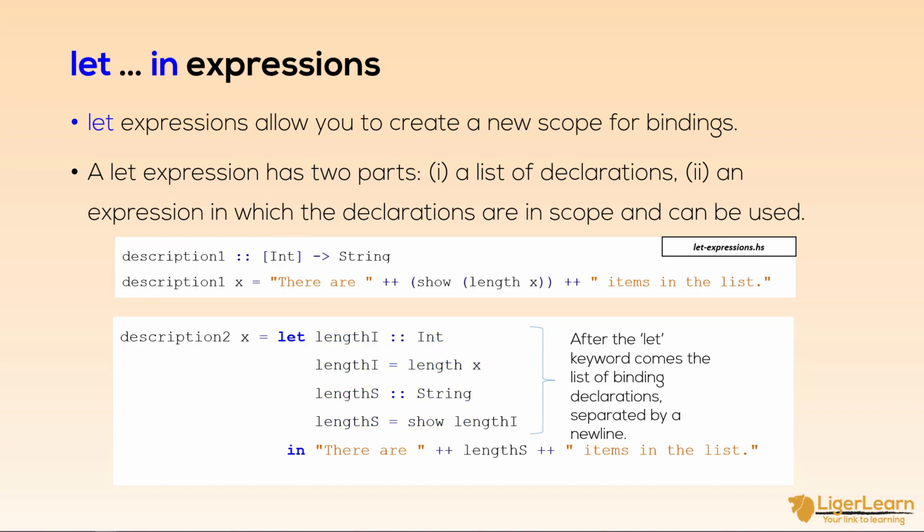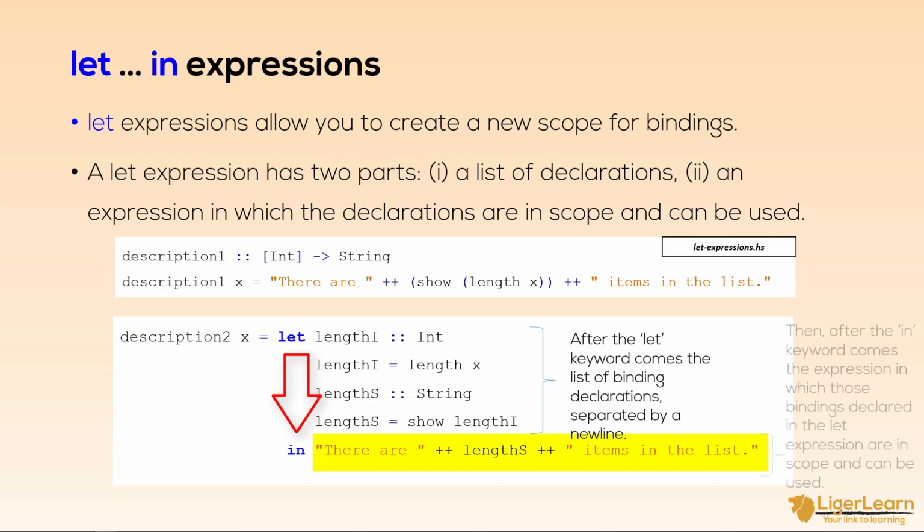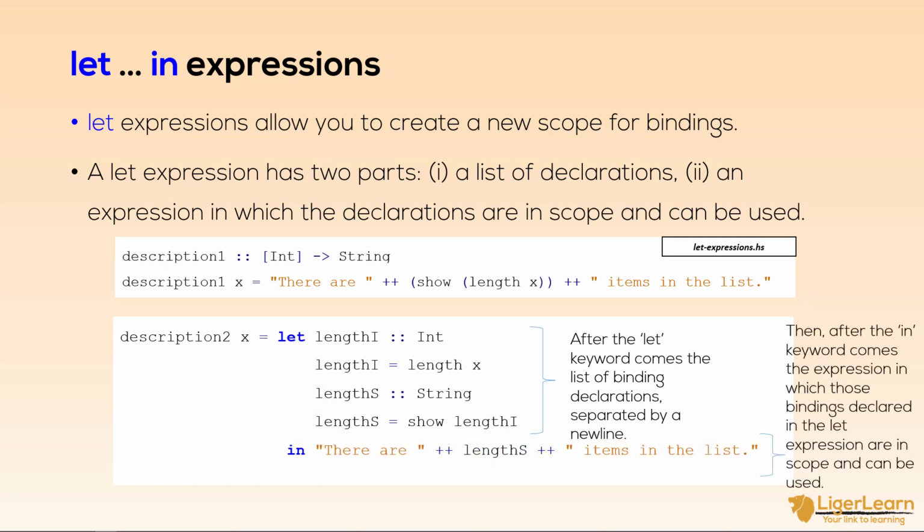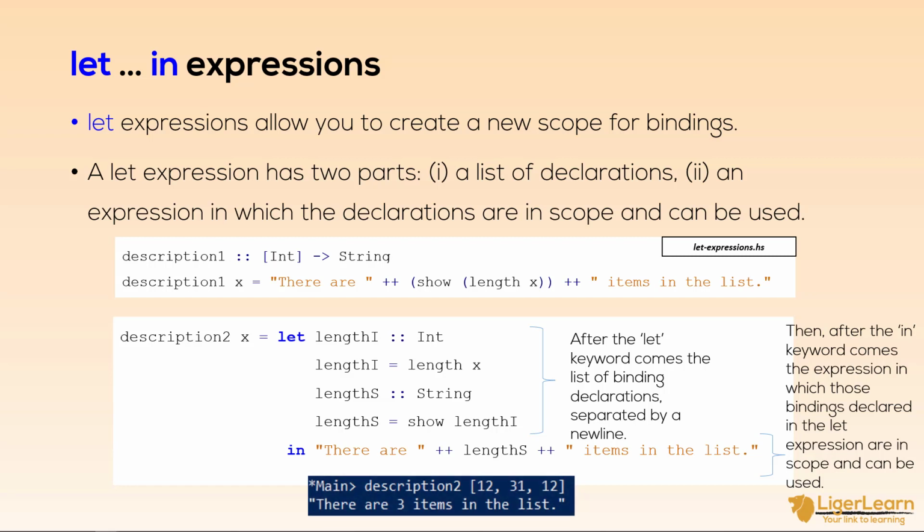We then end the declarations with the in keyword and a final expression. The expression after the in keyword has access to all of the declarations which we made. We say that description2 equals the let expression. What does that mean exactly? It means it will equal whatever value is present in the expression found after the keyword in the let expression. So if we call the function just like before, the end result is the same.